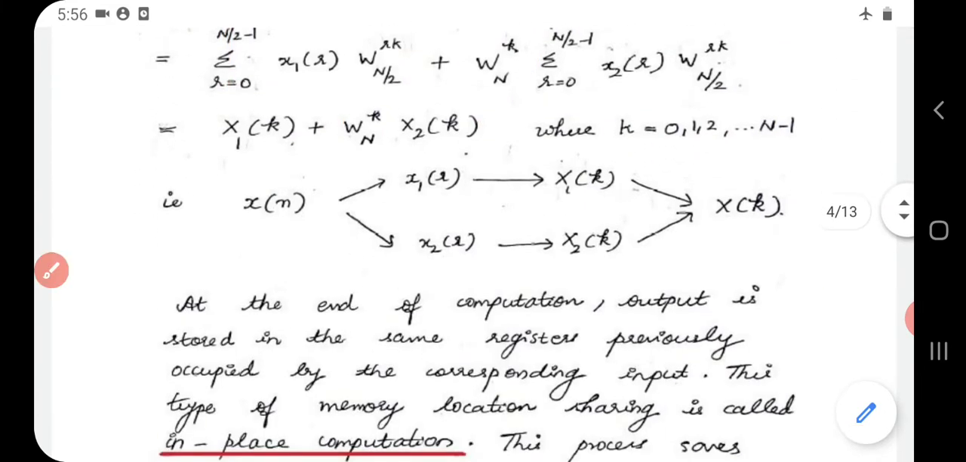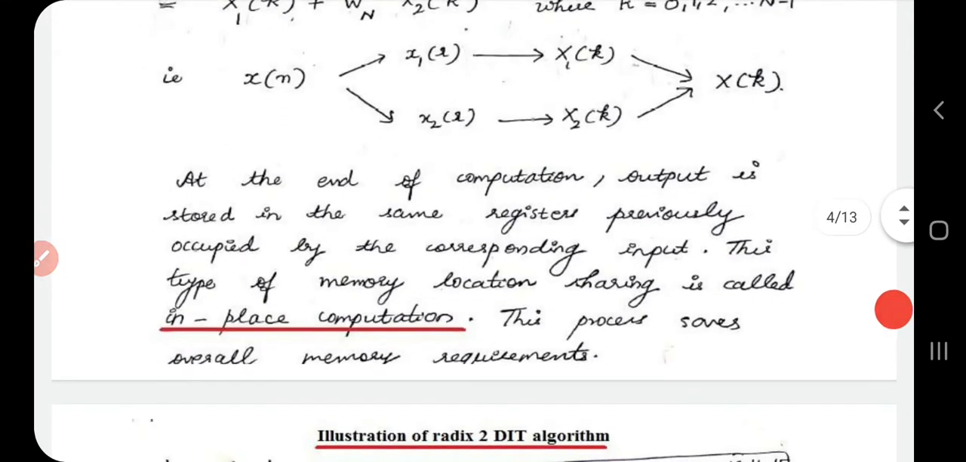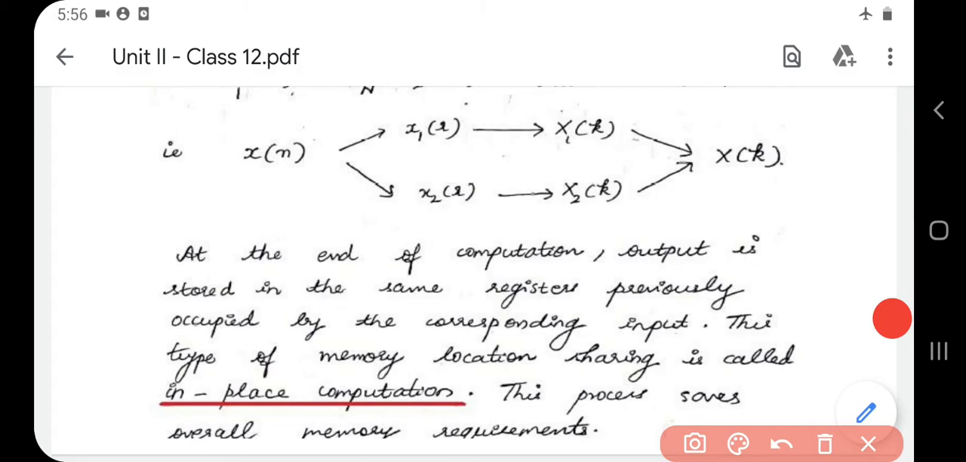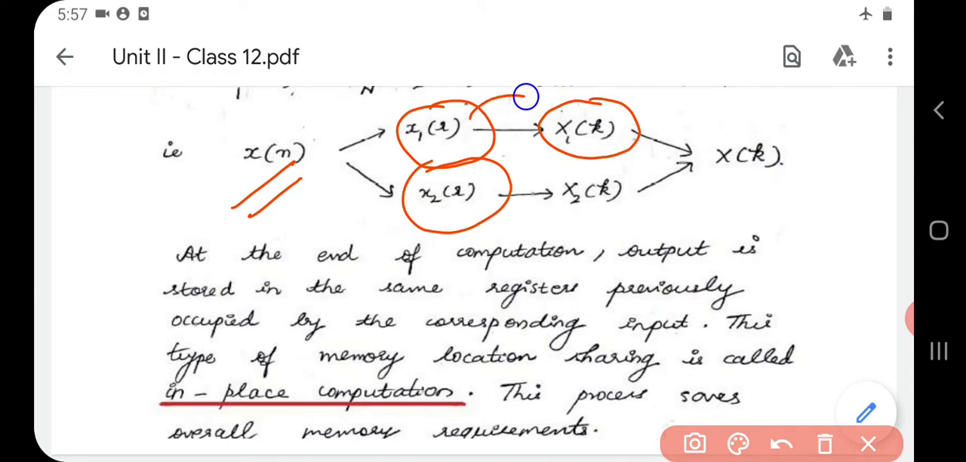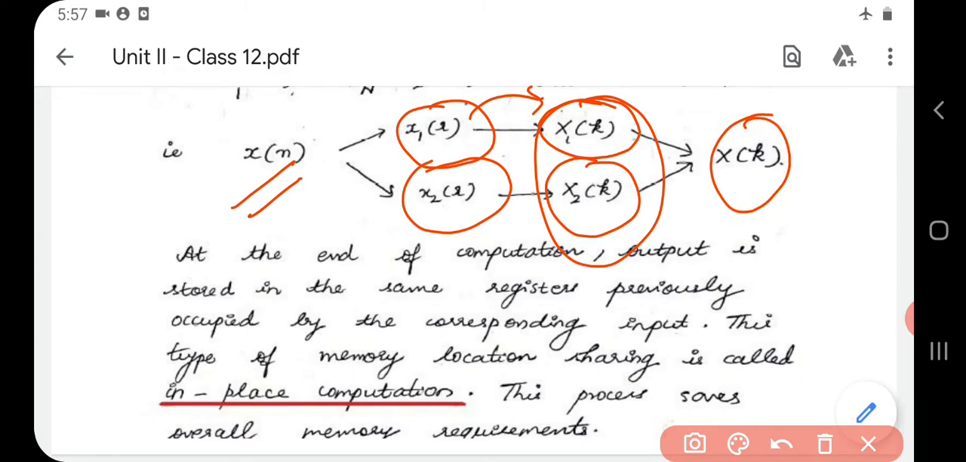So the basis behind or the fundamentals of decimation in time is that if you are given an original sequence, say x of n, you are splitting it into two, that is x1r and x2r, where x1r represents the even component and x2r represents the odd component. Then you compute the DFTs of each. You compute the DFT of the even component x1r as x1k and the DFT of the odd component x2r as x2k. After that you combine this x1k and x2k to get the DFT x of k of the original sequence x of n. So that is the basis of DIT.